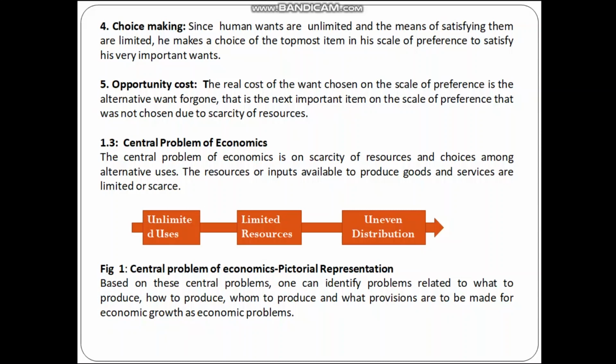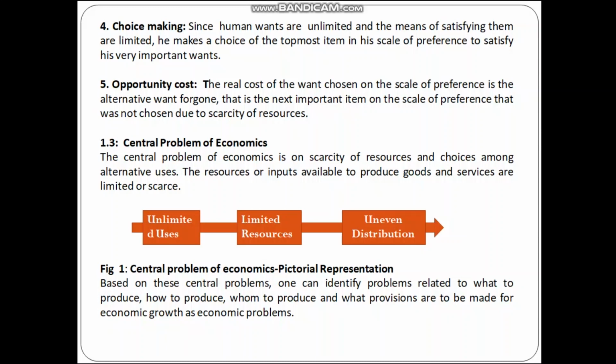Opportunity cost is the real cost of the one chosen on the scale of preference. The alternative forgone, that is, the next important item on the scale of preference that was not chosen due to scarcity of resources. As man makes choices among alternative wants, he is faced with foregoing some wants in order to have another.